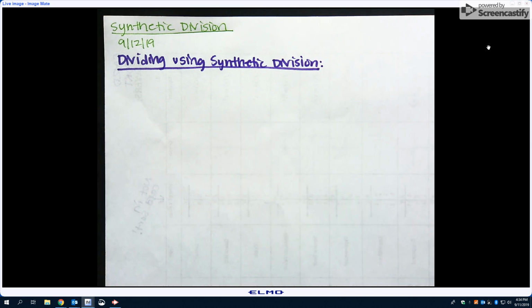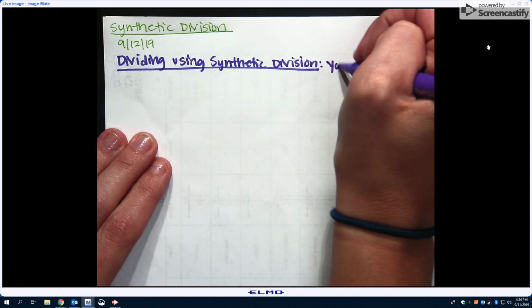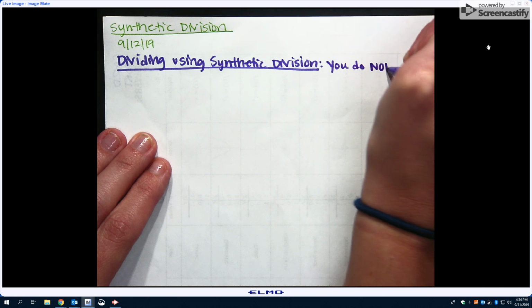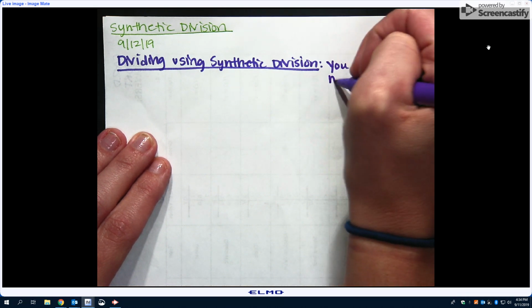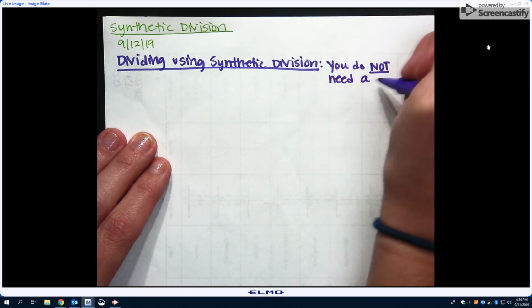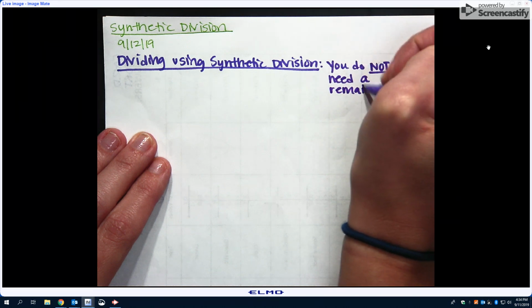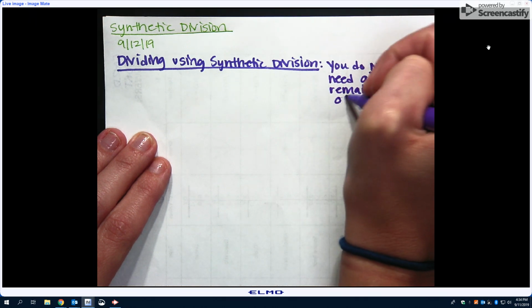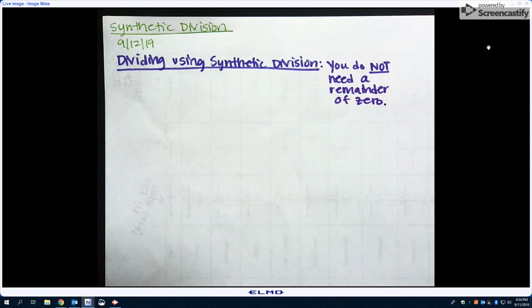When we ask you to divide using synthetic division, you actually do not need a remainder of 0. That's something I'm going to talk about in the next section of our notes, that you will have to have a remainder of 0. So the only note I'm going to make here is that you do not need a remainder of 0. So let's show you what I mean by that.